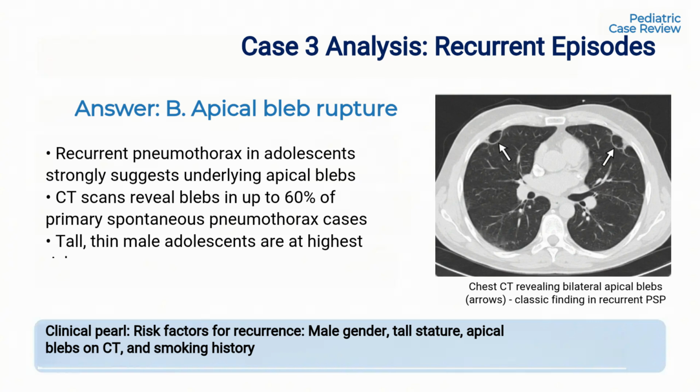Computed tomography scans reveal blebs in up to 60% of primary spontaneous pneumothorax cases. Risk factors for recurrence include male gender, tall stature, visible apical blebs on computed tomography, and smoking history. This patient has now had 2 episodes, which is a strong indication for surgical evaluation. Marfan syndrome is possible, but no systemic features were mentioned. Asthma and cystic fibrosis have different clinical profiles.